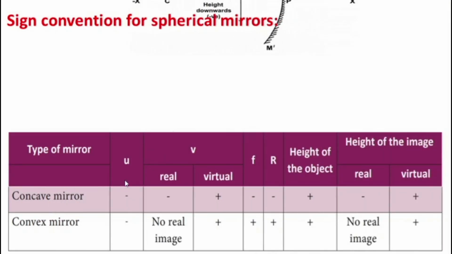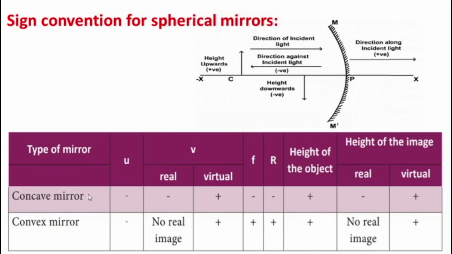So what about the concave mirror? Concave mirror means the reflecting surface is inwardly curved, like in this diagram. Here u is the object distance from the pole to the object. So we measure against the incident light. The object is here, so we measure from the pole. Against the incident light means minus. Now the image: in the first 5 cases we get a real image for the concave mirror.